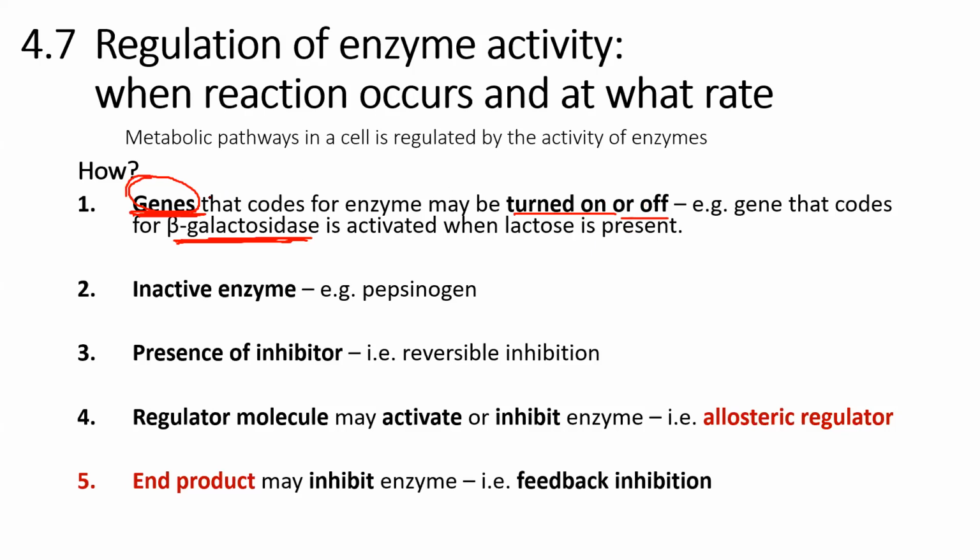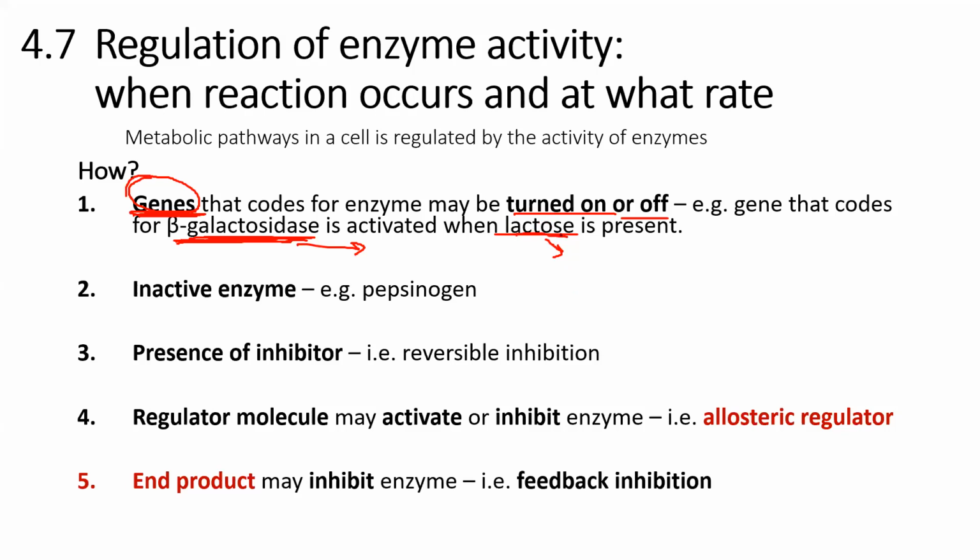So turn on means that the gene can be used to synthesize the enzyme. If it's turned off, it means that the gene cannot synthesize the enzyme. So how do you turn on the gene in this example? In the presence of lactose. When lactose is present inside the cell, the gene is turned on to synthesize beta-galactosidase. The function of beta-galactosidase is to break down lactose into glucose and galactose. The monomers of lactose are glucose and galactose.